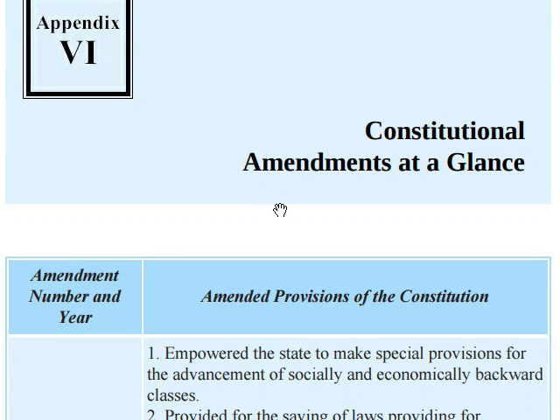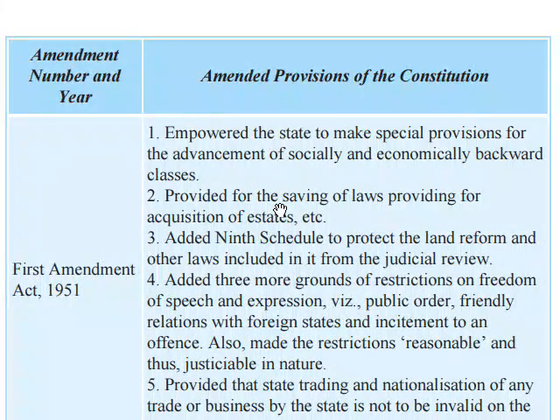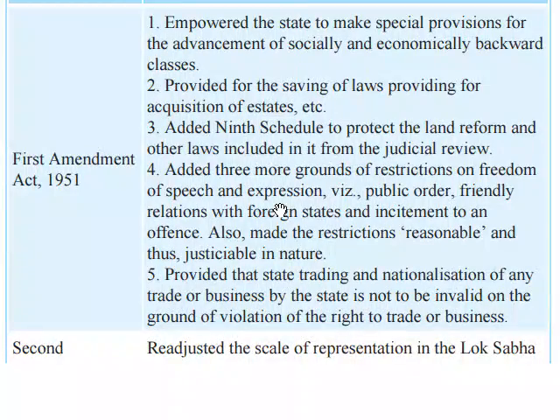Appendix 6: Constitutional Amendment Acts at a glance. Amendment number and year, and amendment provisions of the Constitution. First Amendment Act 1951: empowered the states to make special provisions for the advancement of socially and economically backward classes; provided for the saving of laws providing for the acquisition of estates, etc.